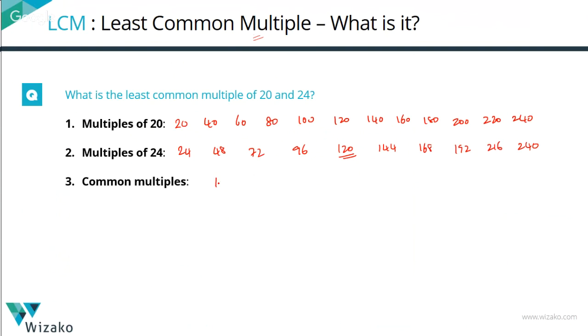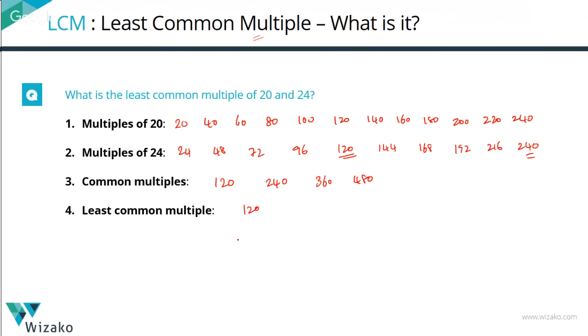120 is one such number. It's a multiple of 20 and a multiple of 24. 240 is another number, which is also a multiple of 20 and 24. So you can go on listing numbers in this order. 120, 240. The third one, you would have guessed it right by now, which is 360, 480, and so on and so forth. The first such common multiple, the least common multiple, is 120.